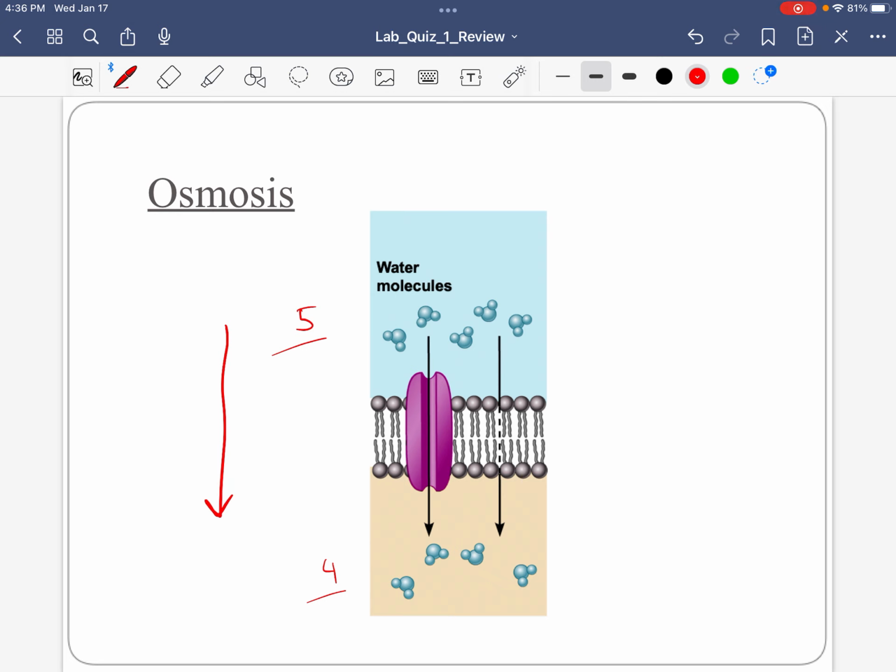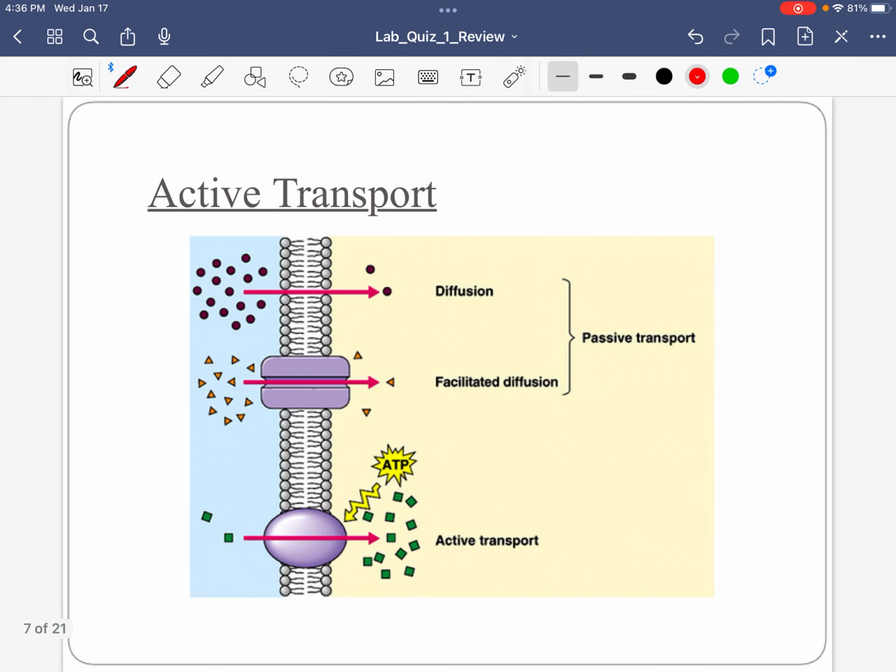When we talk about water, we tend to use the word osmosis, still passive. Sometimes water will diffuse simply right through the phospholipids. Sometimes water will move through a channel. Good. Then we get to active transport.